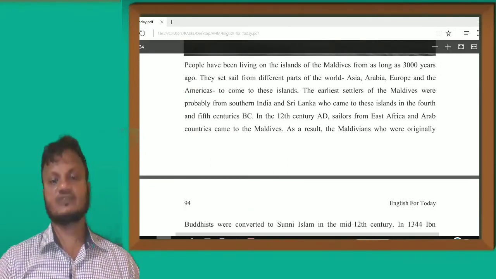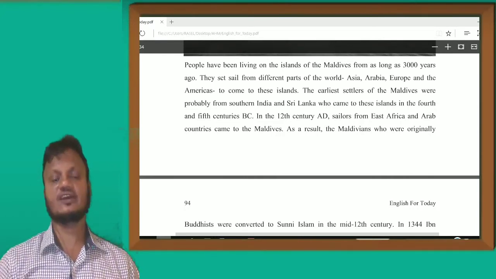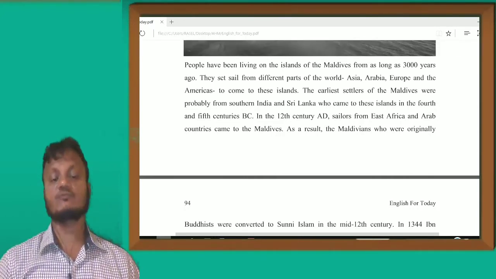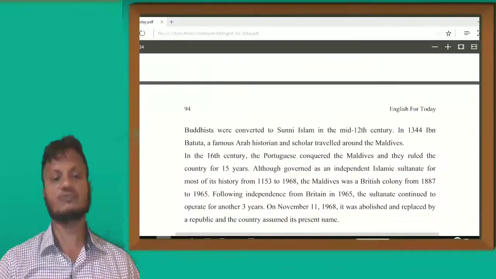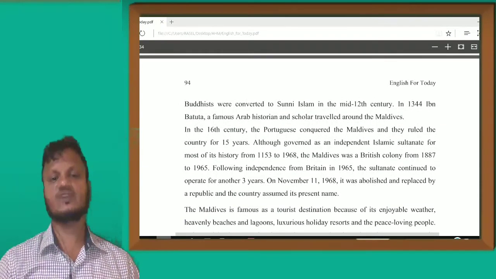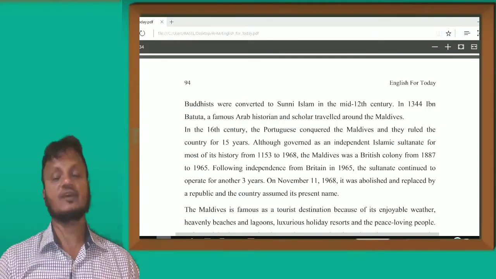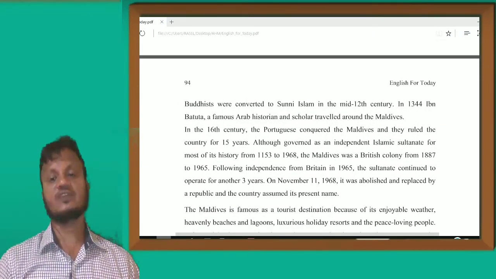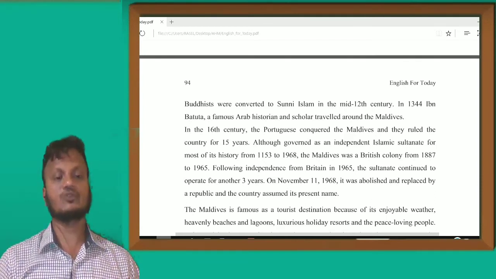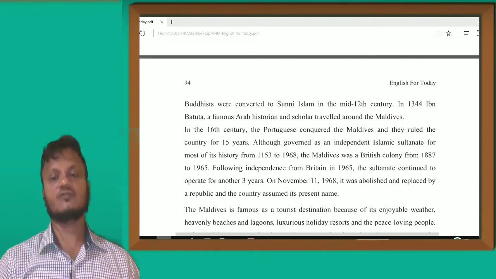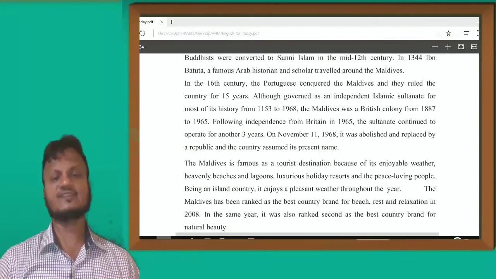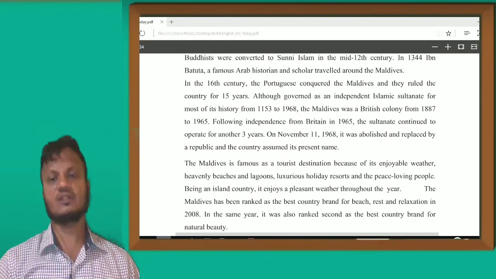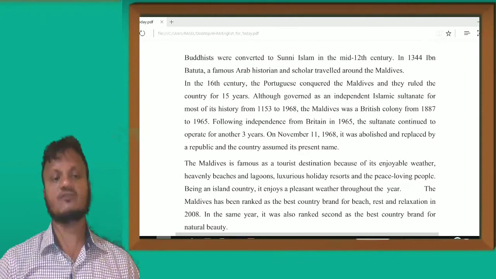In the 12th century AD, sailors from East Africa and Arab countries came to the Maldives. As a result, the Maldivians, who were originally Buddhist, were converted to Sunni Islam in the mid-century. In 1344, Ibn Battuta, a famous Arabian historian and scholar, traveled around the Maldives. In the 16th century, the Portuguese conquered the Maldives and they ruled the country for 15 years.